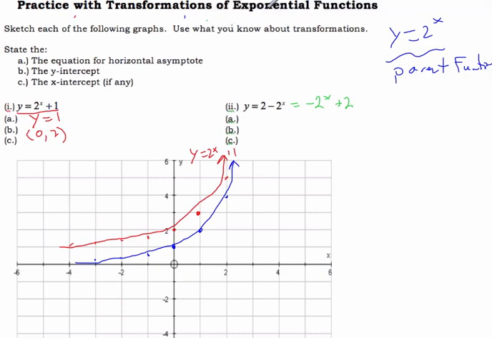Actually, let's graph that first. Let's graph the function y equals negative 2 to the power of x, and then we'll handle the plus 2 part. So in black I'm going to do that. All the y values are going to be basically reflected over the x-axis because they're now going to be negative. Alright, so the graph is going to look like that. It's just a reflection of y equals 2 to the power of x. Alright, so that's y equals negative 2 to the power of x right there.